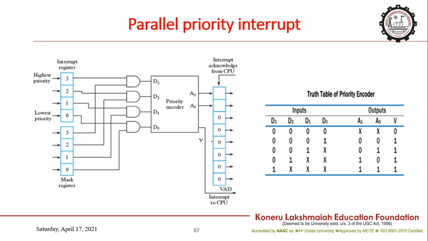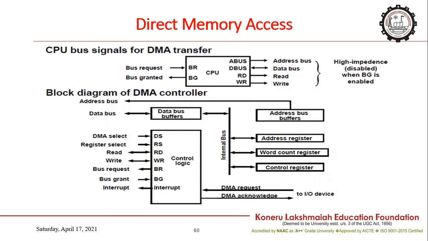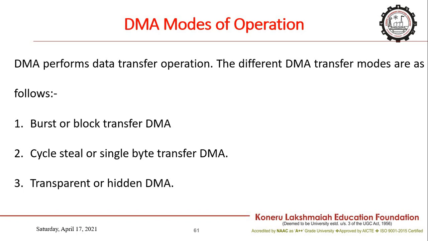And then here you can see the truth table for the priority encoder. So we need to get this block diagram. So direct memory access is nothing but getting a direct access to the processor. So this is not much efficient because it takes more time. So this is direct memory access.